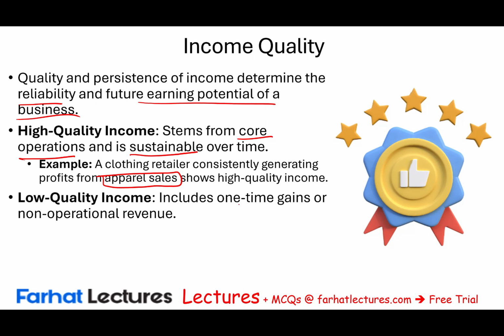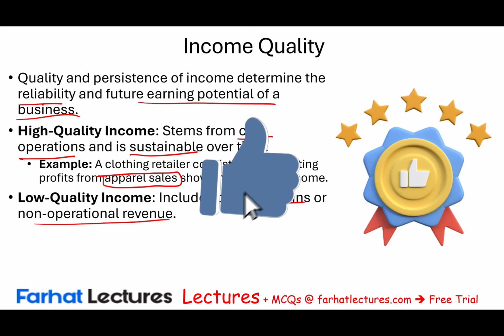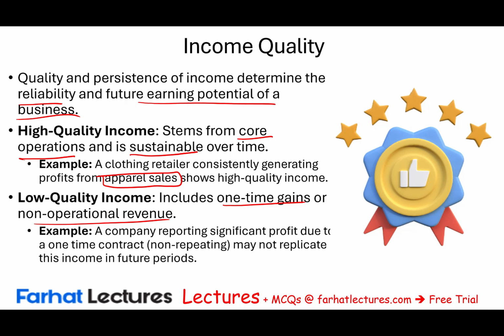Low quality income include one-time gain or non-operational revenue. One-time gains means what? For example, a company reporting significant profit due to a one-time contract that's not repeating, that's not going to replicate this income in future period. I always give this example, Caterpillar. In one particular year, 25% of Caterpillar revenue was from one Brazilian contract, a contract with the Brazilian government. That's it. One customer accounted for 25% of their profit.